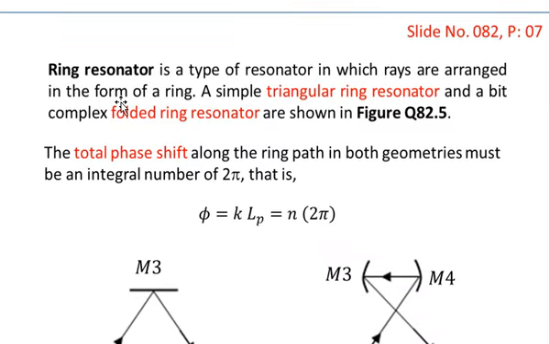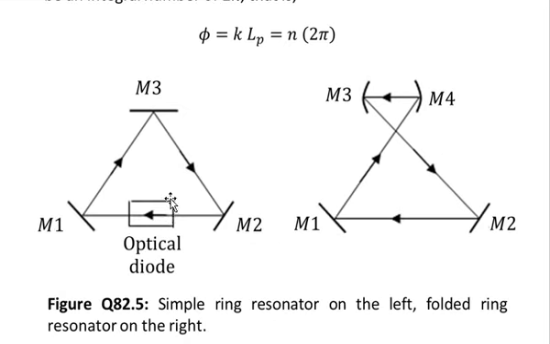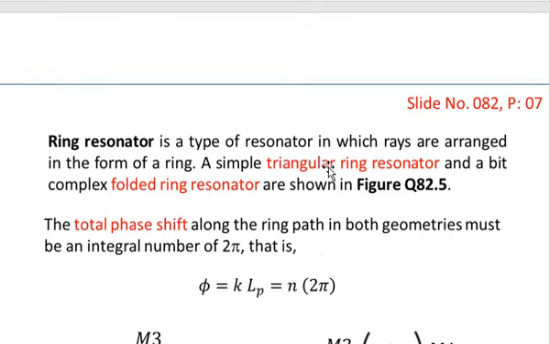Now the ring resonator is the type of resonator in which rays are arranged in the form of a ring. For example, over here you can see that it forms a ring, a triangle formation. A simple triangular ring resonator and a bit more complex folded ring resonator are shown in figure 5.